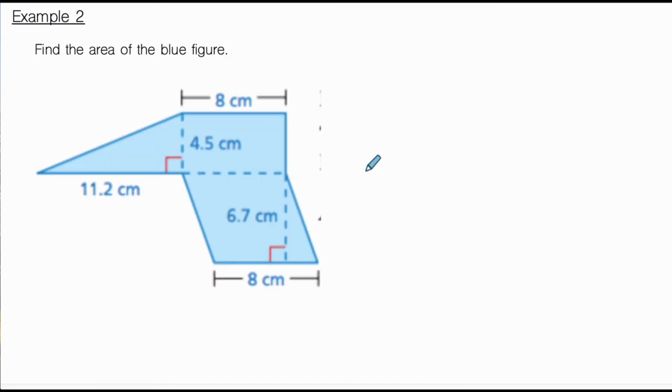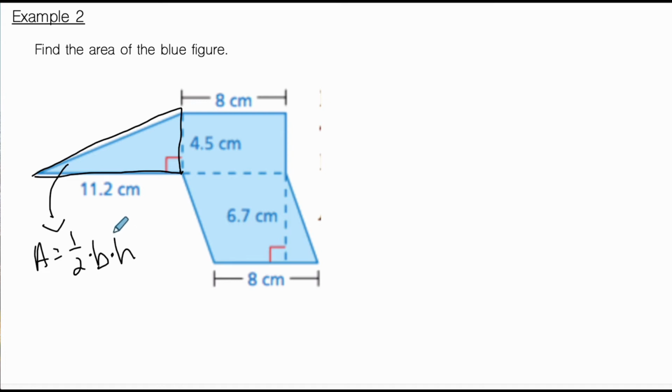Here we've got a lot more going on. We have a big blue composite figure, and let's break it into shapes, shall we? I see a triangle here, so I'm going to start with that. The area of a triangle is 1/2 of the product of the base and the height. And the base is 11.2, and the height is 4.5. I don't know why my fours keep doing that. 4.5.